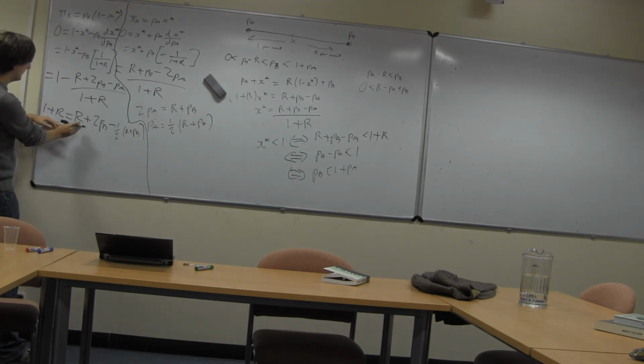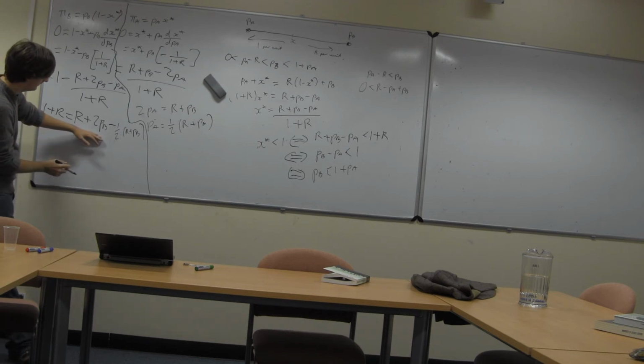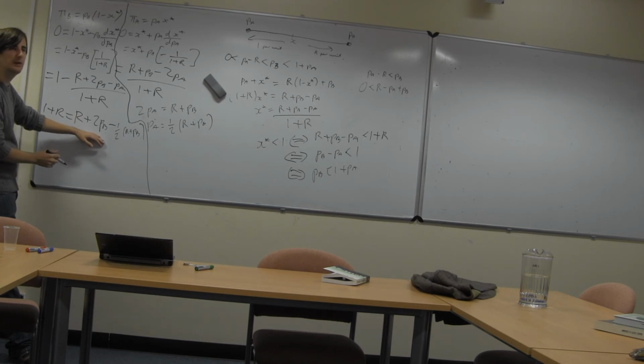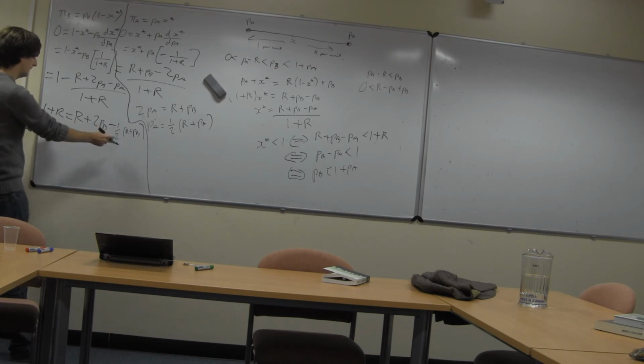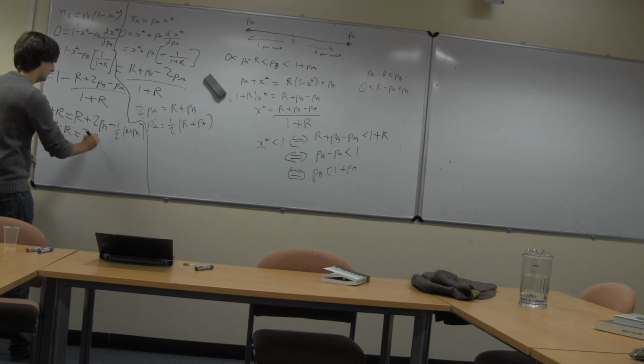So you can get rid of the R's. So how many PBs do we have? Yeah, so we have 3 over 2 PB on the right hand side. The R's cancel, and let's add this half R bit to the other side. So we have 1 plus half R is going to be equal to 3 over 2 PB.